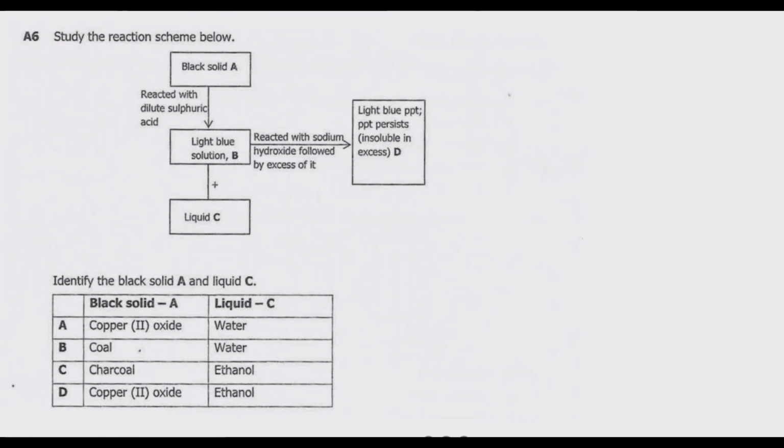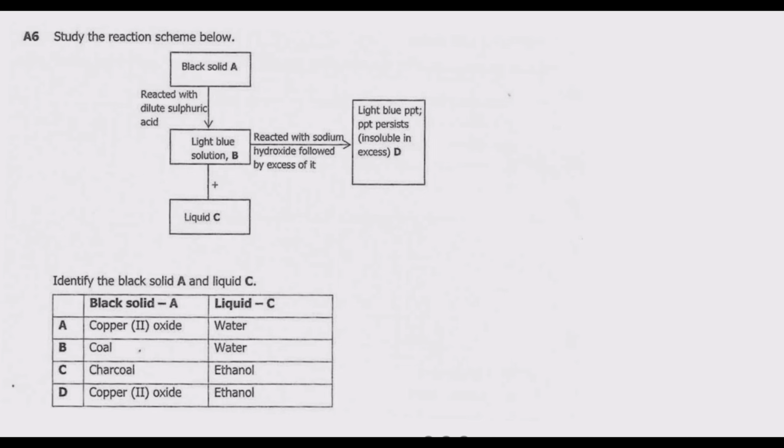Let us look at question 6. Study the reaction scheme below. So we have black solid A reacted with dilute sulfuric acid. We end up with a light blue solution B plus a liquid C. When B is reacted with sodium hydroxide followed by excess of it, we get a light blue precipitate which persists, and this is insoluble in excess. So identify the black solid A and liquid C.